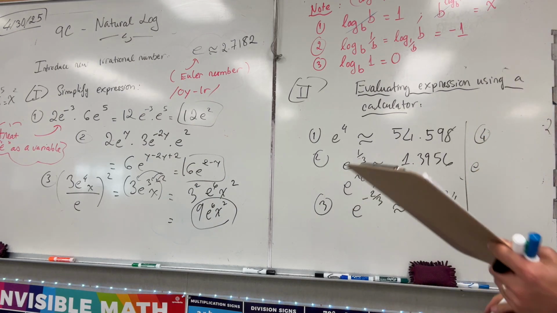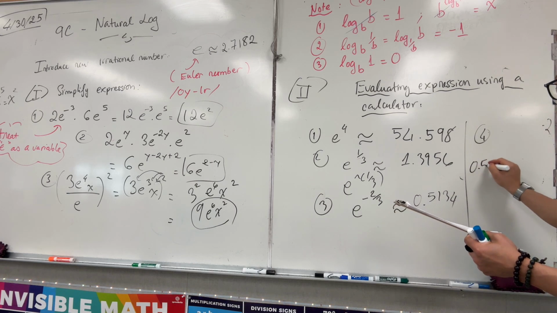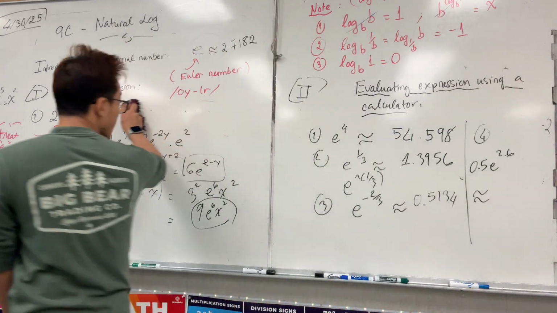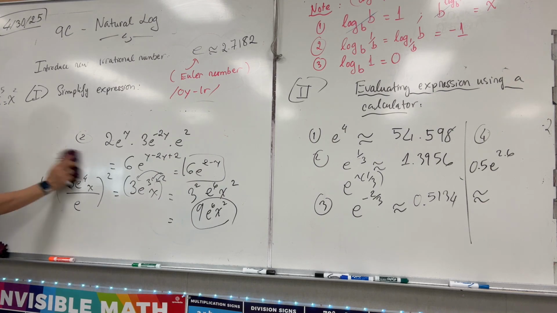Number 4, 0.5 times e to the power 2.6. Number 4, 0.5 e to the power 2.6.